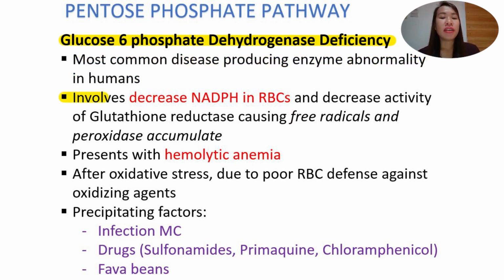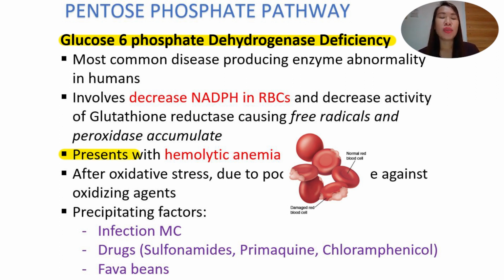So it involves decreased NADPH in RBCs and decreased activity of glutathione reductase, causing free radicals and peroxidase to accumulate. So I hope na-remember niyo yung pinakita nating diagram in the previous slide. So what is the presentation? We see hemolytic anemia because these free radicals are not being prevented sa pagproduce niya, nasisira our red blood cells. Our red blood cells are lysed. So we have hemolytic anemia.